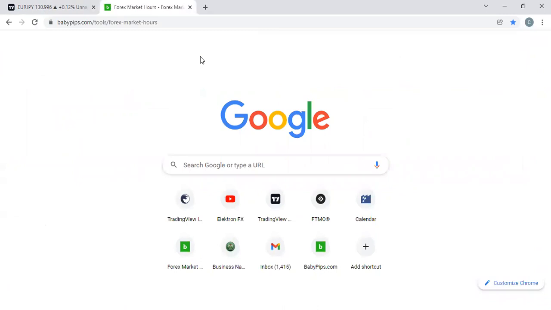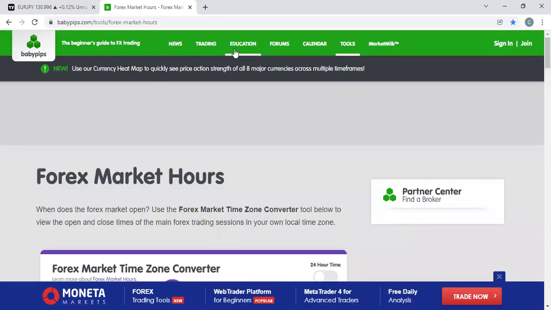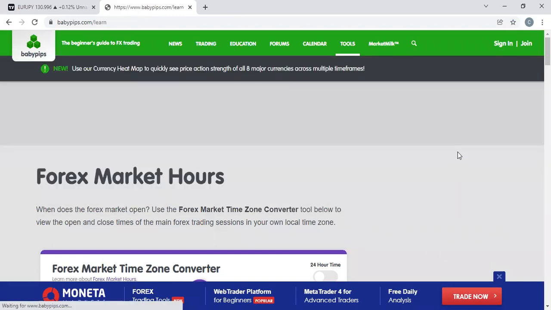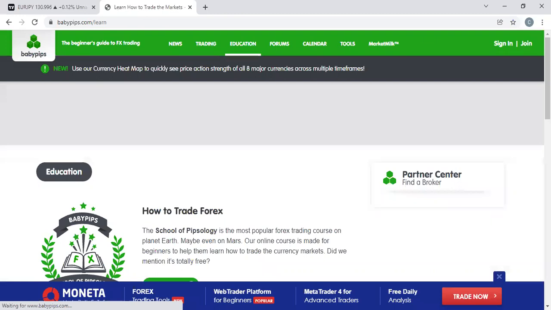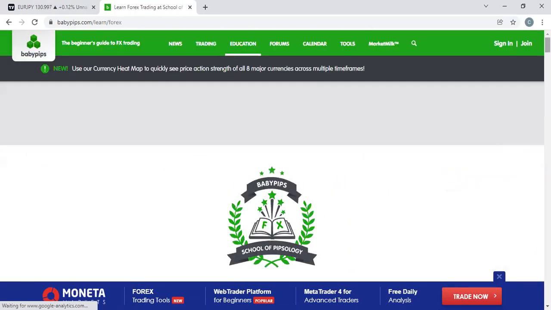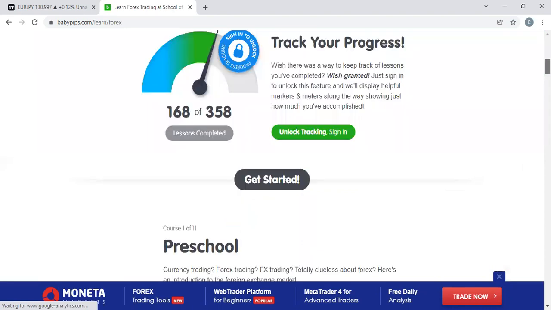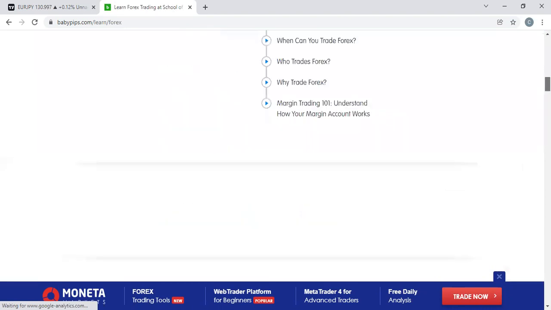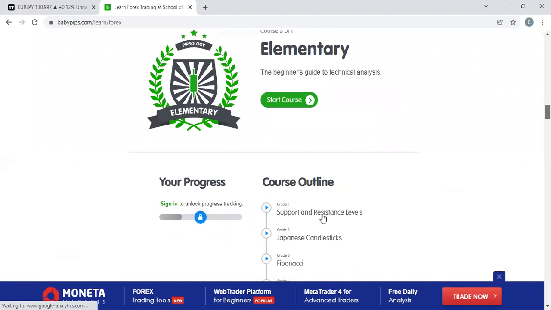Just go to babypips.com, then you come here to education. Can you see that? You come to education, and you click on School of Pipsology, how to trade forex. Under education, you see the topics. You come down. This is preschool, what is forex. Then you come to elementary, and this is it: support and resistance. I want you to read this, summarize it and send it to the group. Those are the two assignments.